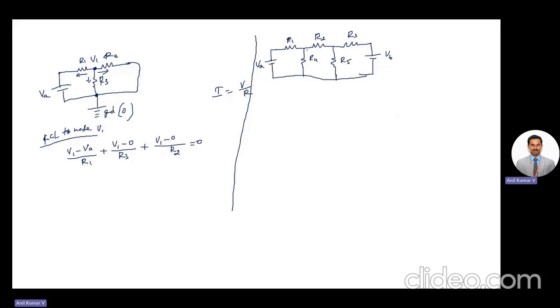Where your R1, R2 and R4 are connecting, yes, that is a node because a minimum of three branches are connected. Again, R2, R3 and R5 are connected. That junction, again, can be a node. Again, where your R3 and VB are connecting, it is just a junction. It cannot be a node.